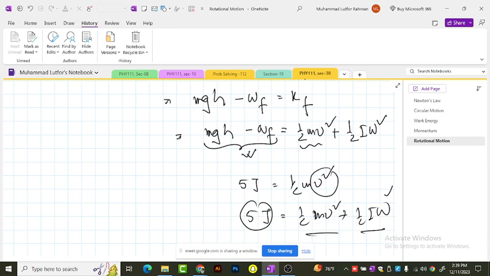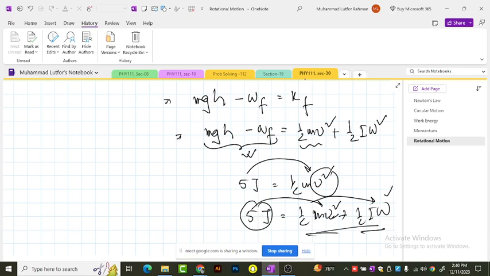than for the sphere, because the 5 joule will be totally converted to translational kinetic energy over here, but this time the 5 joule will be converted to translational kinetic energy as well as rotational kinetic energy. That's why in the case of the block, the velocity of the center of mass would be higher than the velocity of the center of mass of the solid sphere. That's why the block will win the race.